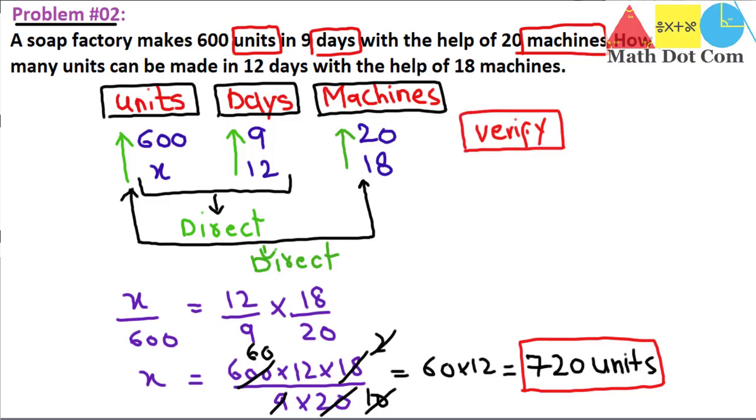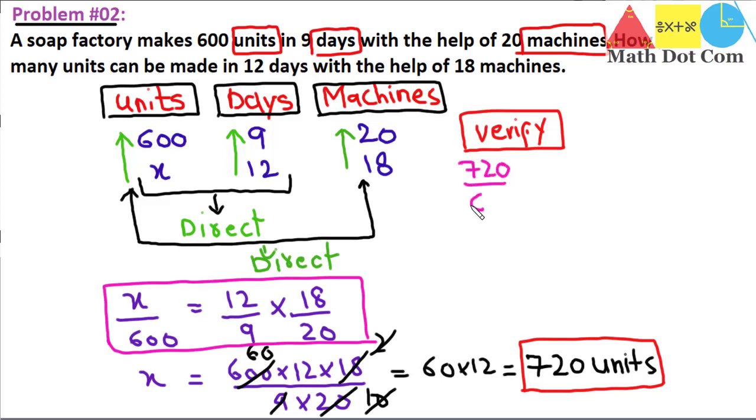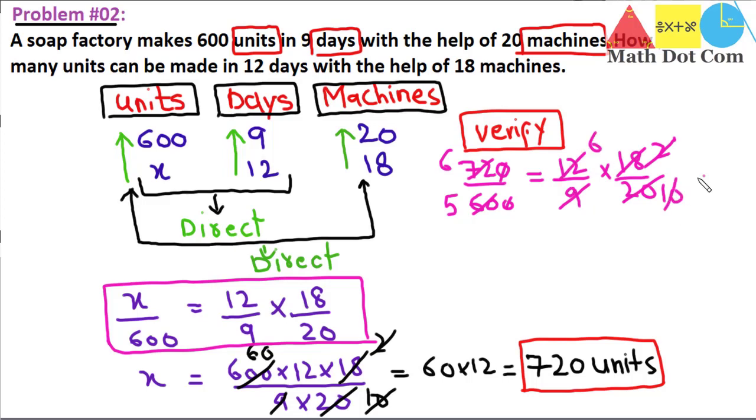And how to check? We have to put the value in this one. So x is what? X is 720. So 720 divided by 600 equals 12 divided by 9 multiplied by 18 divided by 20. So it will be like this: 12 5s are 60, 12 6s are 72, 9 1s are 9, 9 2s are 18, 2 1s are 2, 10 2s are 20, 2 6s are 12 and 2 5s are 10. So what we will get is 6 divided by 5 equals 6 divided by 5.